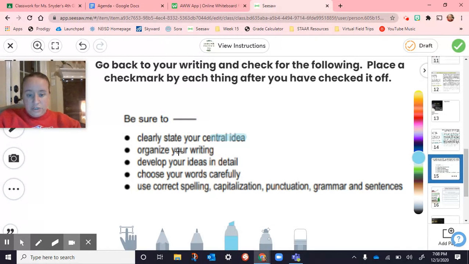You want to organize your writing, meaning you have a beginning, a middle, and an end. We haven't gotten to the end yet, but we should have that beginning part and that middle part. We want to develop our ideas and details.